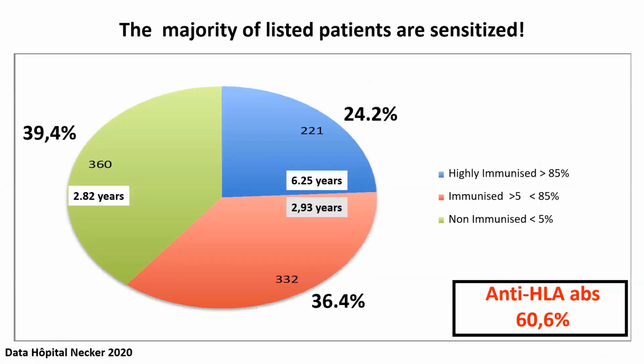Okay, this is our experience at Necker, and you see the patients that are listed. 24% of our patients are highly immunized, and overall 60% of our patients are listed with anti-HLA antibodies. The consequence is, for these highly immunized patients, the waiting time is 6.2 years compared to 3 years when they have fewer antibodies. So obviously it's a very big problem.